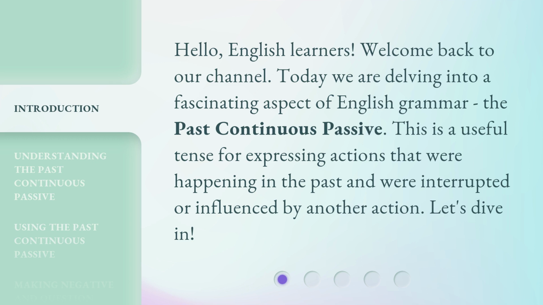Today we are delving into a fascinating aspect of English grammar, the past continuous passive. This is a useful tense for expressing actions that were happening in the past and were interrupted or influenced by another action. Let's dive in.